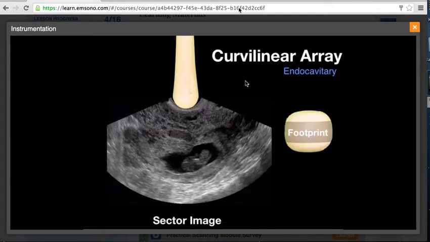This is an example of an endocavitary curvilinear array transducer. You can see that this also produces a sector image. You've got the small footprint here, and you can see that this is a very wide sector image here, and this is being used here to evaluate the female pelvis. It can also be used for peritonsillar abscess scanning, and we'll talk about that in future modules.